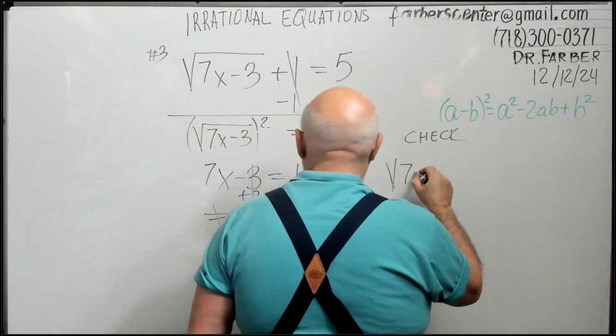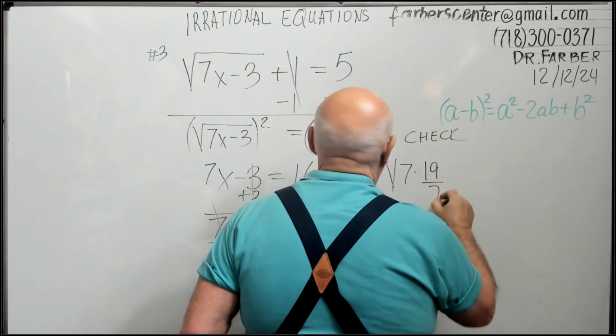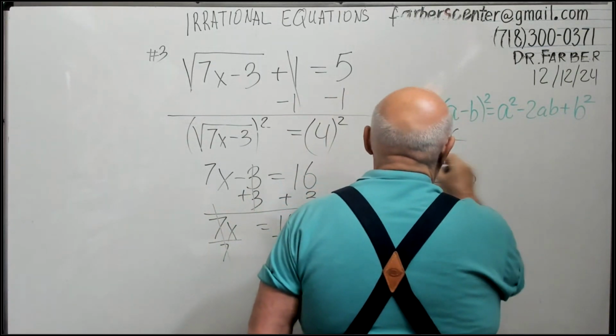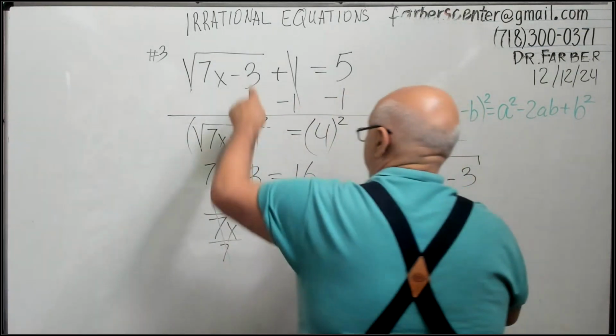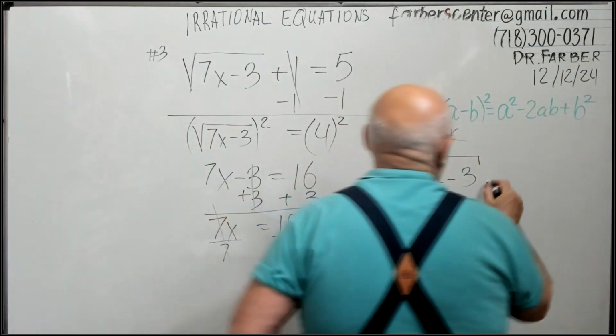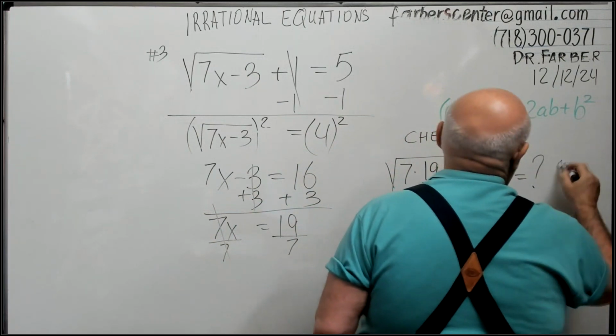Square root of 7 times 19 over 7 minus 3. Always, students, check this one, the original equation, not any intermediate. Plus 1. Is it equal to 5? I don't know.